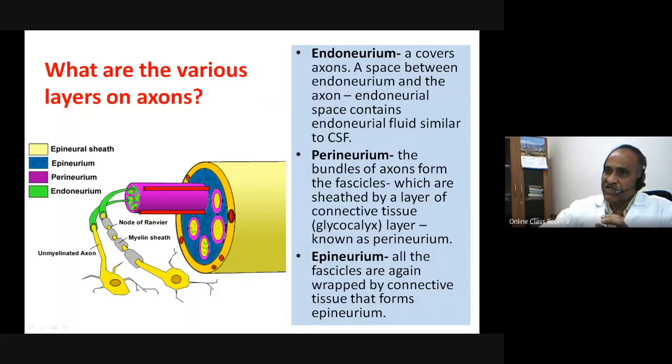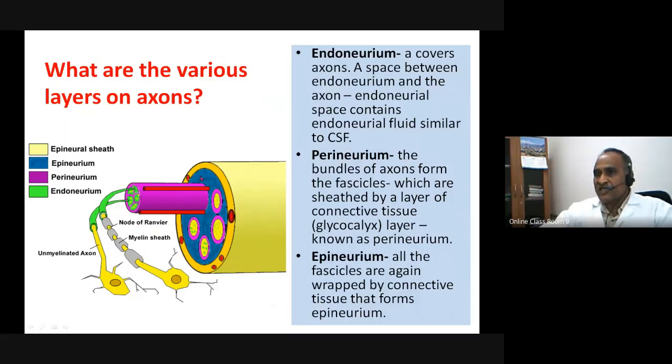These fascicles are covered by this pink layer. This is the perineurium, which covers all these bundles of axons with their endoneurial layers. These are connective tissue layers with a large amount of glycocalyx, and this is the perineurium. You also have the blood vessels here, projecting through this layer.